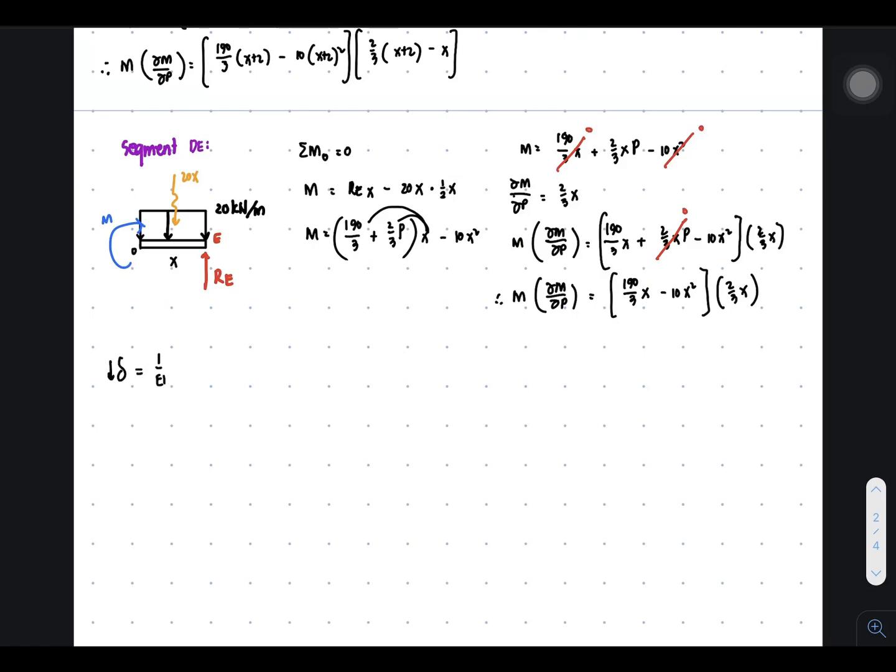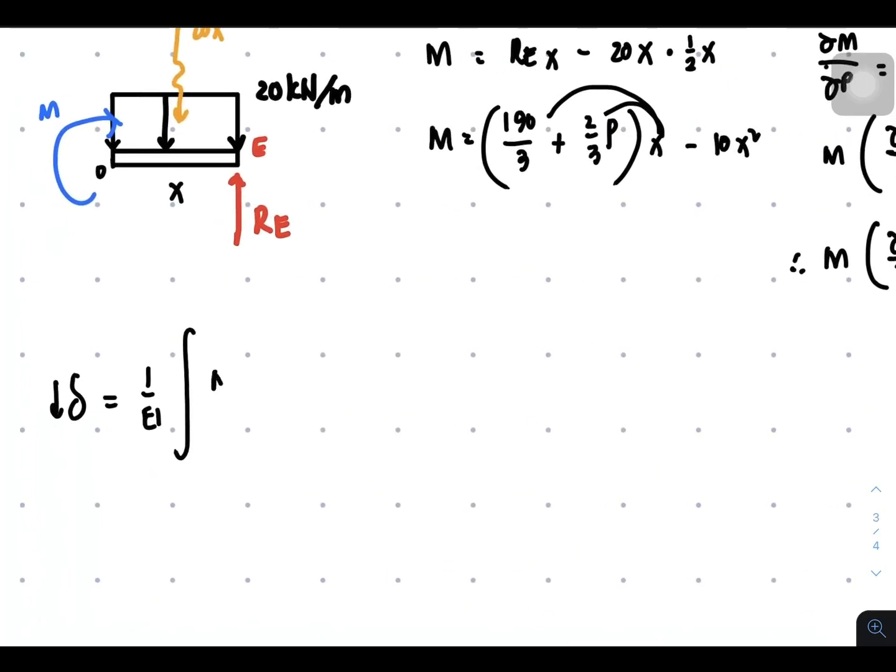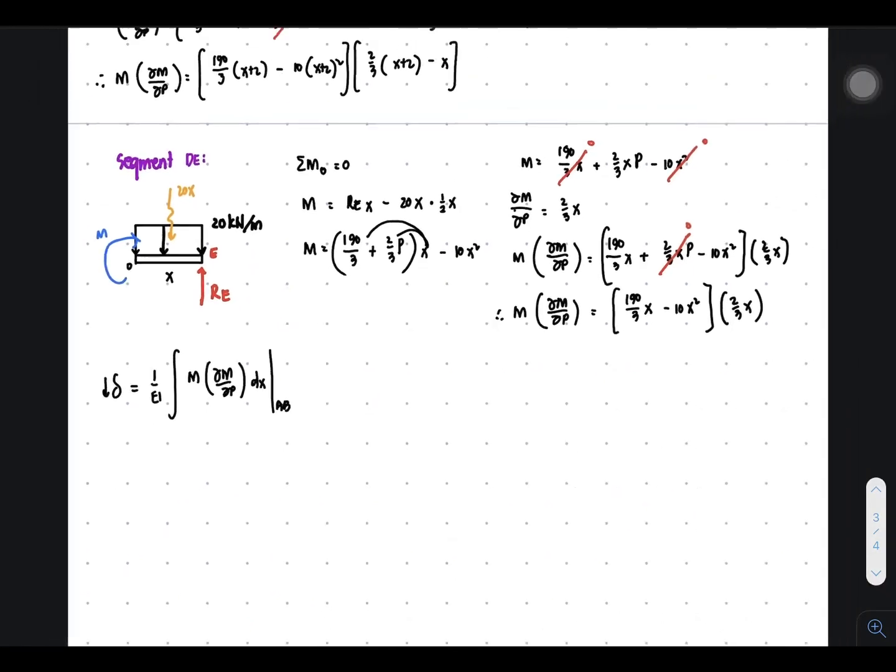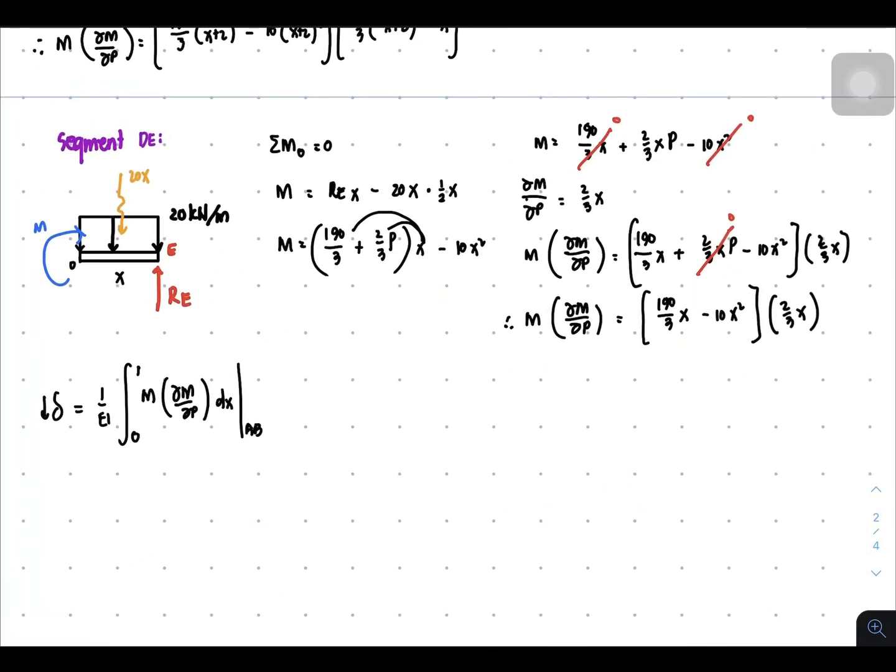for segment AB, m times this one dx from A to B. So the limit is from 0 to 1, since the length of AB is 1 meter. Then plus 1 over EI.